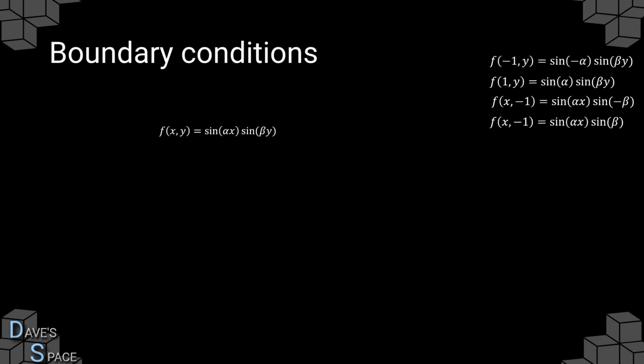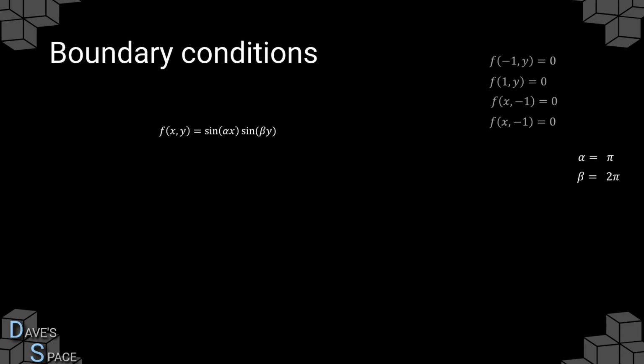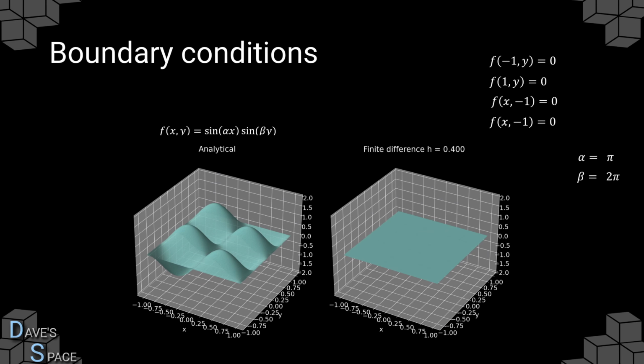Now here's an interesting problem. What happens instead if we let alpha and beta be even multiples of pi? In this case, our boundaries would be 0 according to this equation. And we can quite happily put these 0 boundaries into our finite difference approximation, and our solution would look like this. What? The solution is 0.